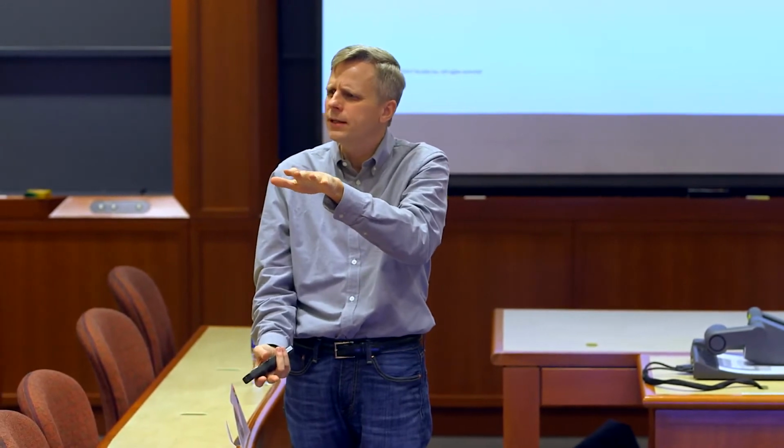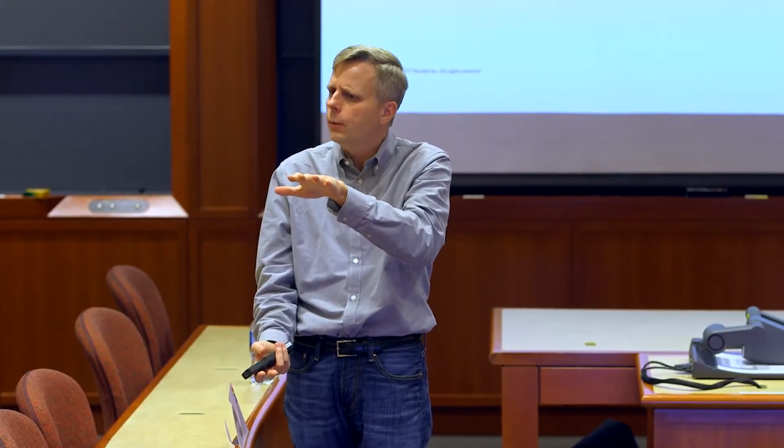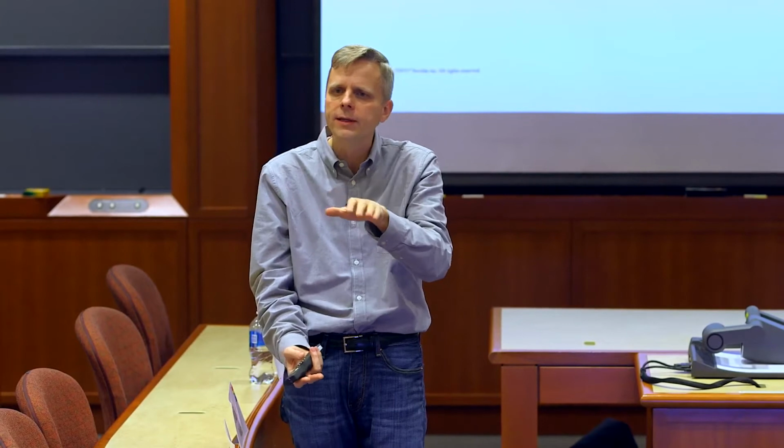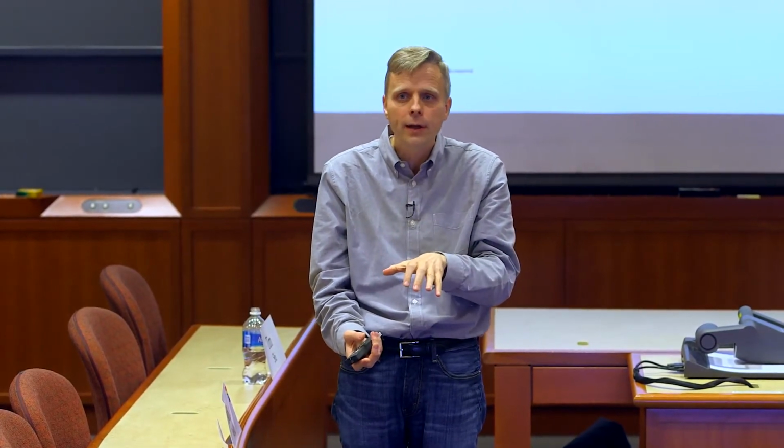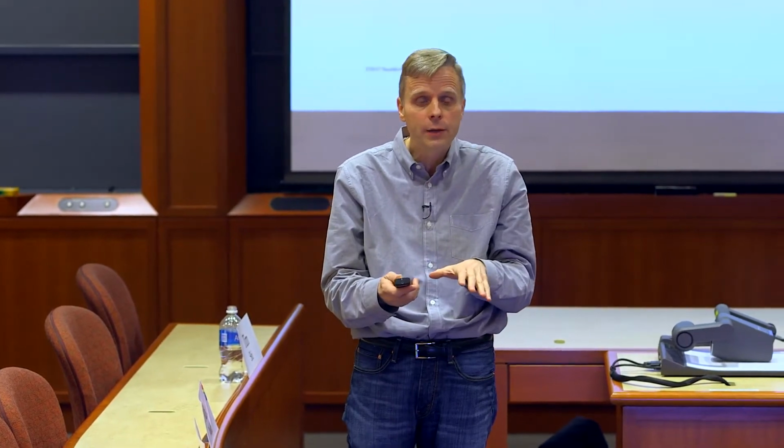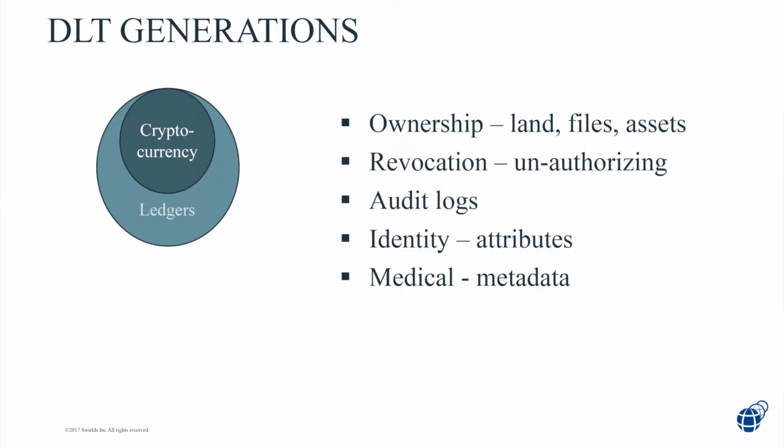But wait a second. It's a computer. It's just ones and zeros. We don't have to limit ourselves to just remembering things about coins. We could put other stuff in that ledger, and it would be just as good. It'd be just as trustworthy. And so we got the second generation of DLTs, which was, well, let's not just have a money.